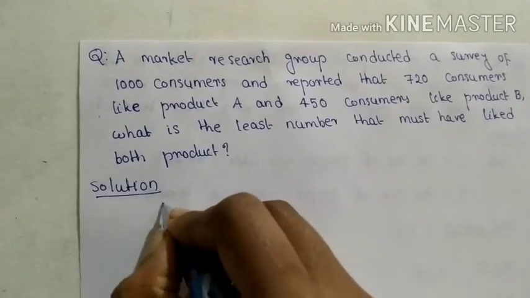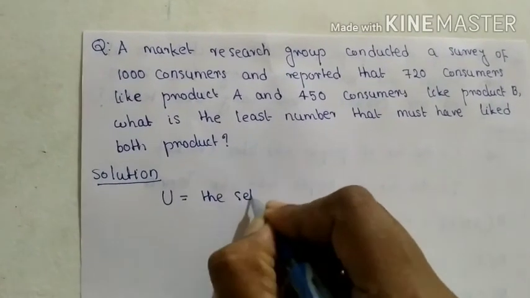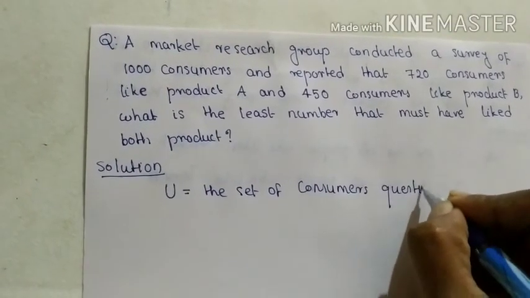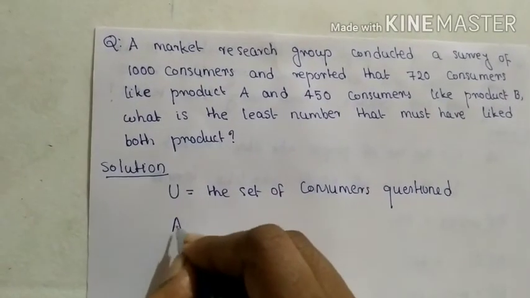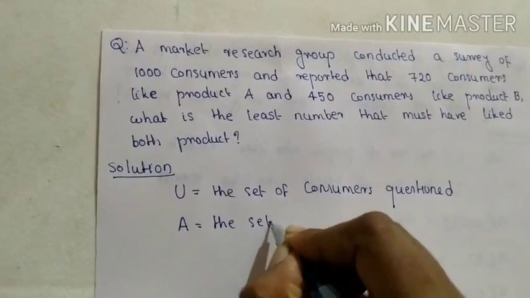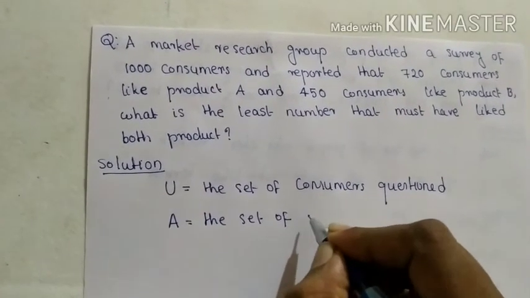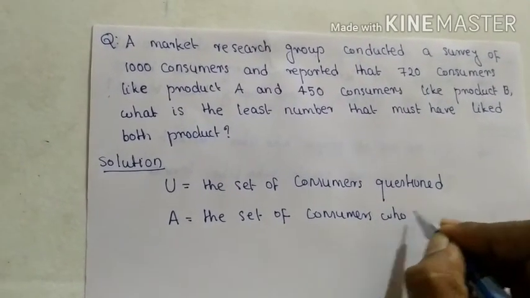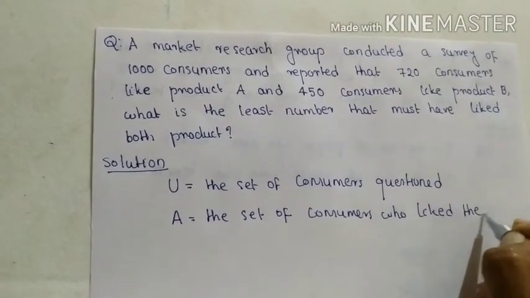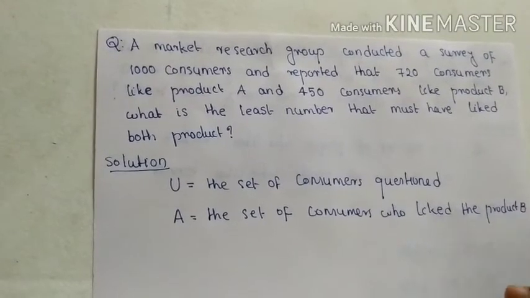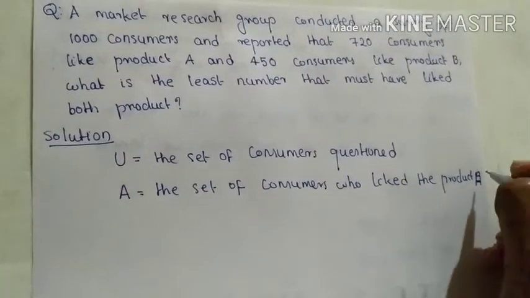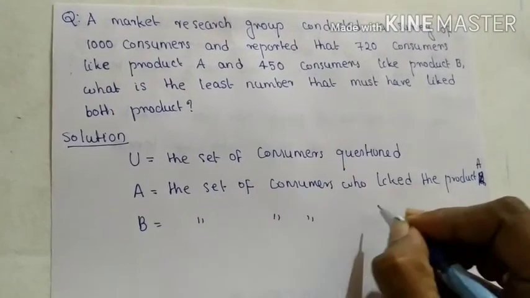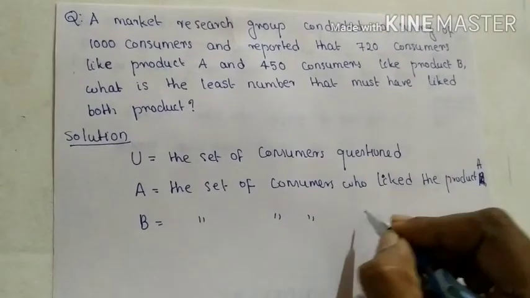Let U be the set of consumers questioned, and A is the set of consumers who like the product A. And B is the set of consumers who like the product B.